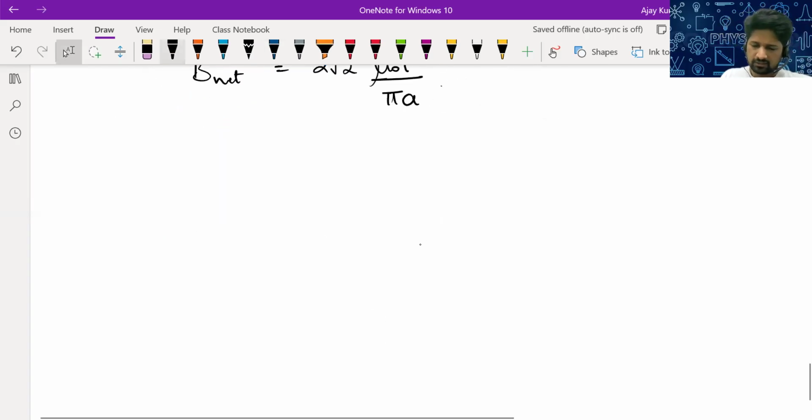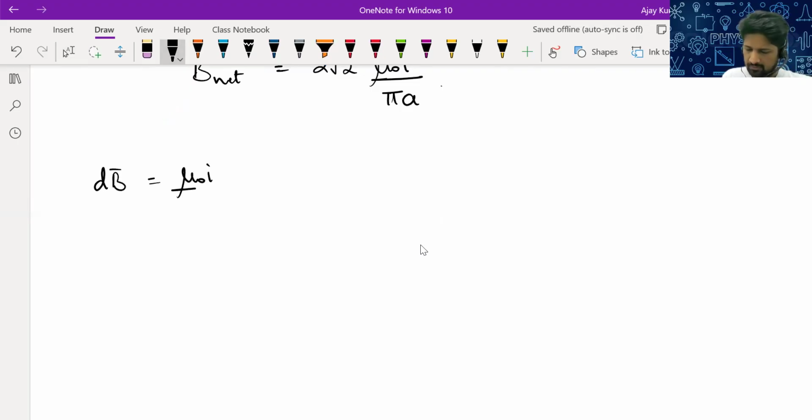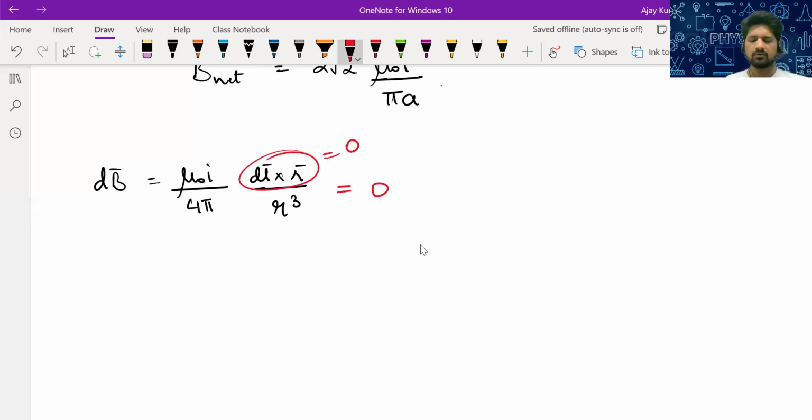Now from Biot-Savart's law, dB is equal to mu naught I by 4 pi, dl cross r divided by r cube. We can say that the magnetic field will be 0 whenever this cross product is 0. Now, one of you tell me, when is the cross product of two vectors 0? The vectors themselves are non-zero vectors, but when will the cross product be 0?